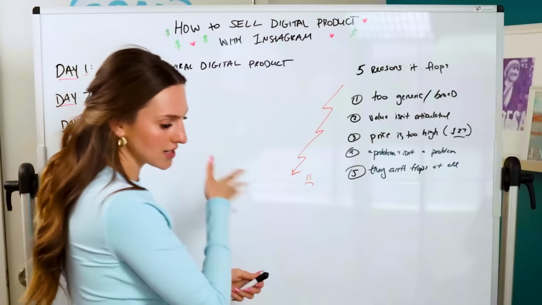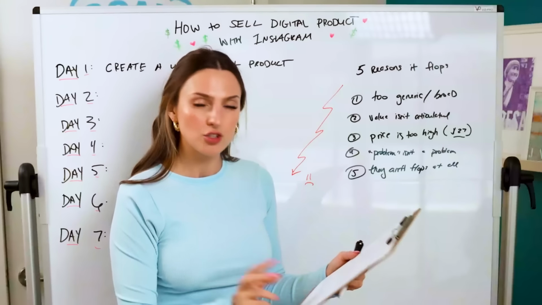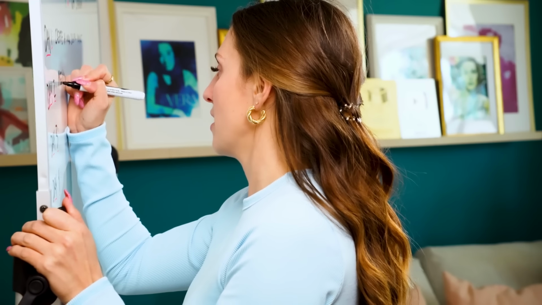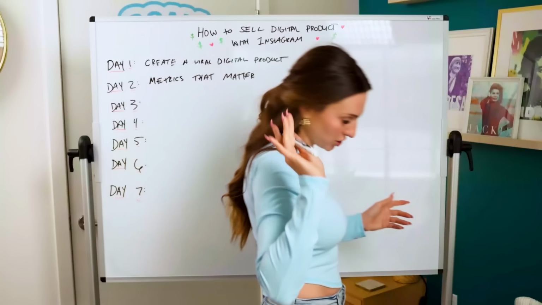Create a viral digital product. Day 2, I want to teach you some very important metrics that you need to track so you can make more money. Let's talk about metrics that you need to track. These are important numbers that matter, so we'll just call them metrics that matter. If you know these numbers, you'll know that this whole process of selling digital products on Instagram is working. If you don't know these numbers, you won't know if it's working, and you'll probably focus on the wrong things, which we don't want you to do.